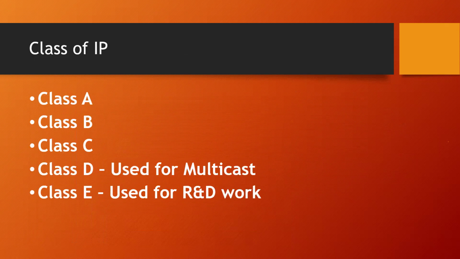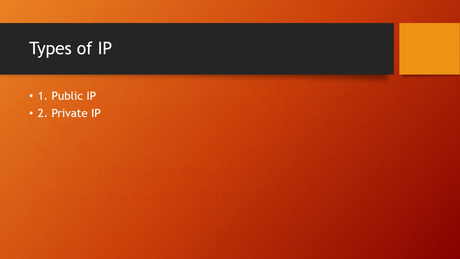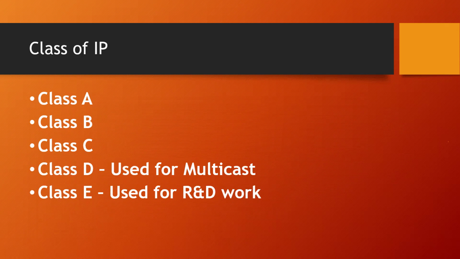Whatever we are going to discuss about class A, class B, class C, these are all public IPs. And then we will discuss the private IP. So, coming to the classes of IP: class A, class B, class C, class D, and class E. We are not going to discuss class D and class E IP in detail. Class D IP is used for multicast, and class E IP is used for R&D work.